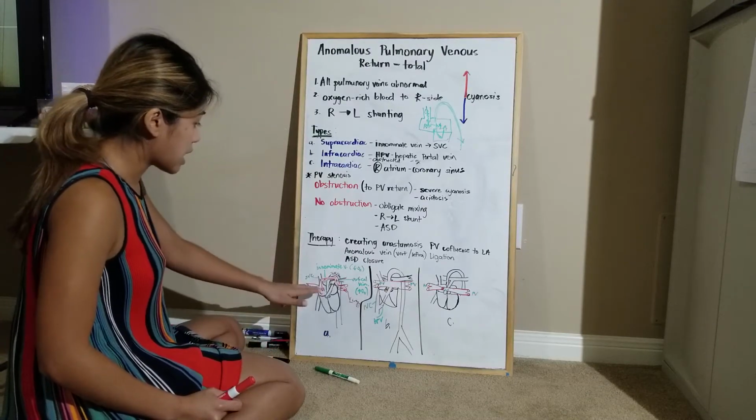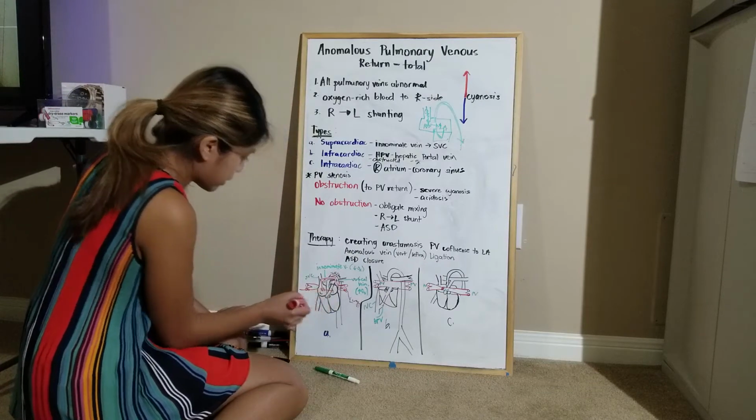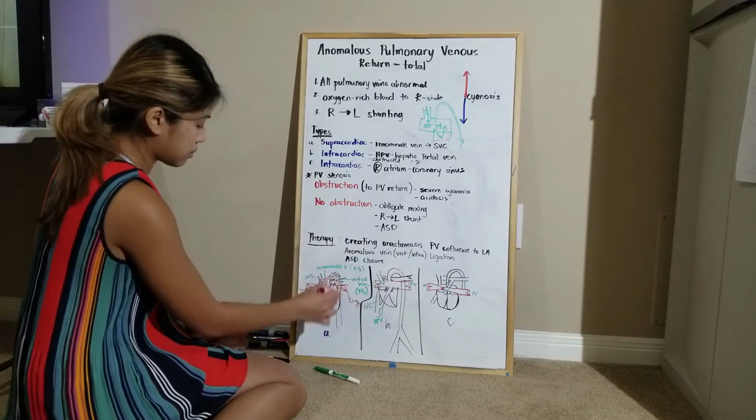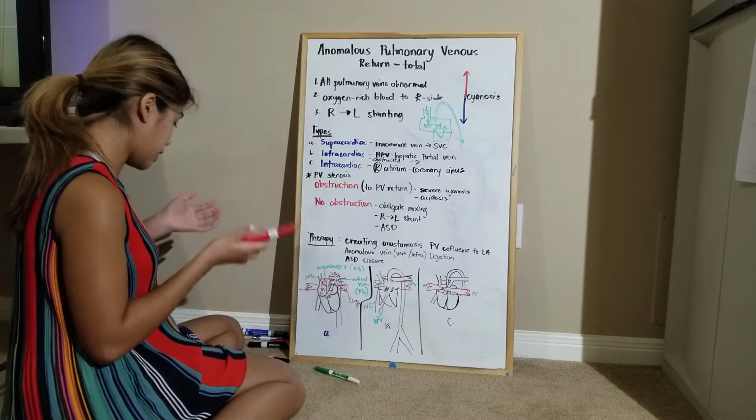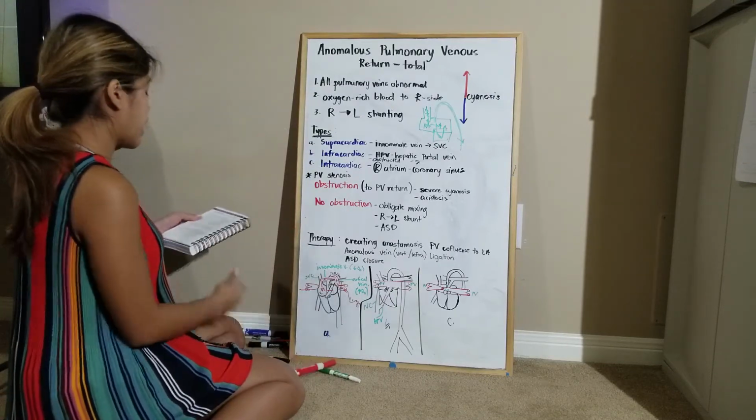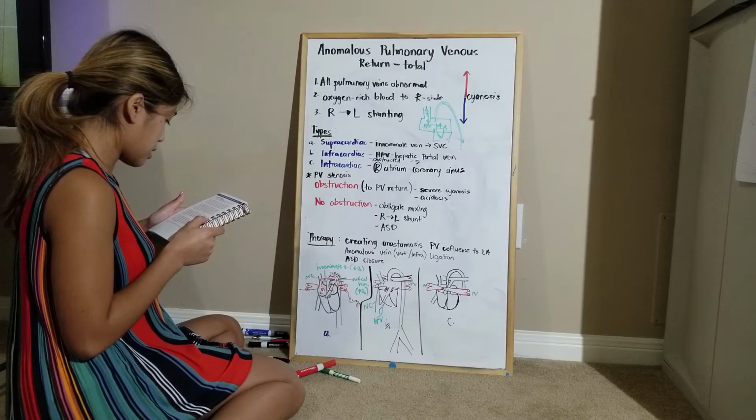If there is an ASD, then this oxygenated blood will mix. We'll have a shunting from the right to the left, and then we can circulate that blood, the mixed blood. It's not completely saturated, but at least it's mixed. So that's the first type, the supracardiac. Let me see if I missed anything. Anomalous vein. Okay.